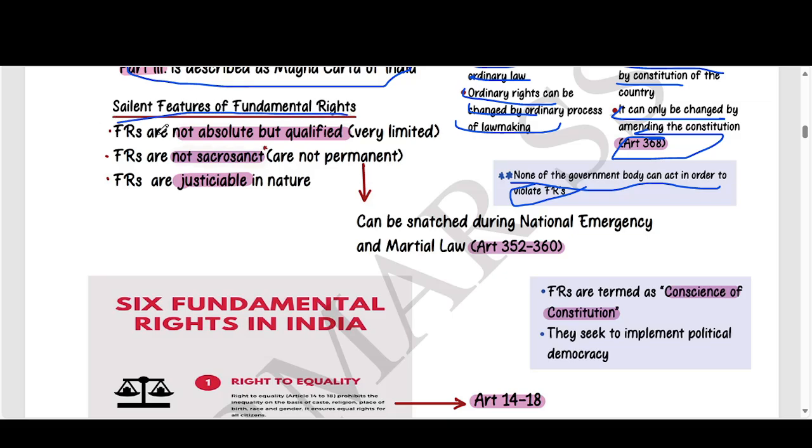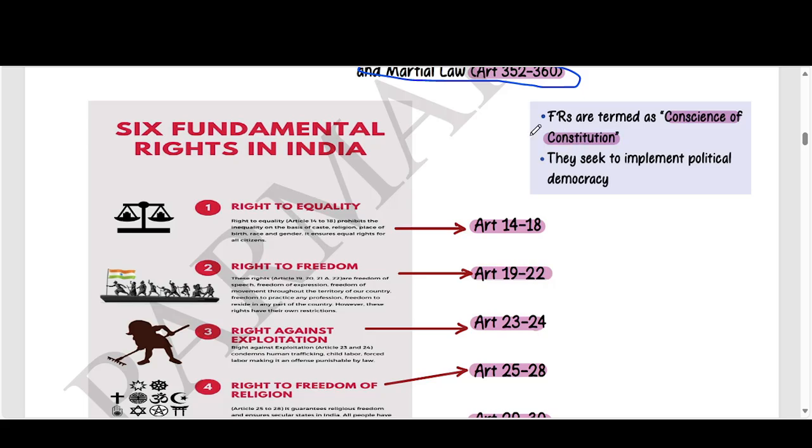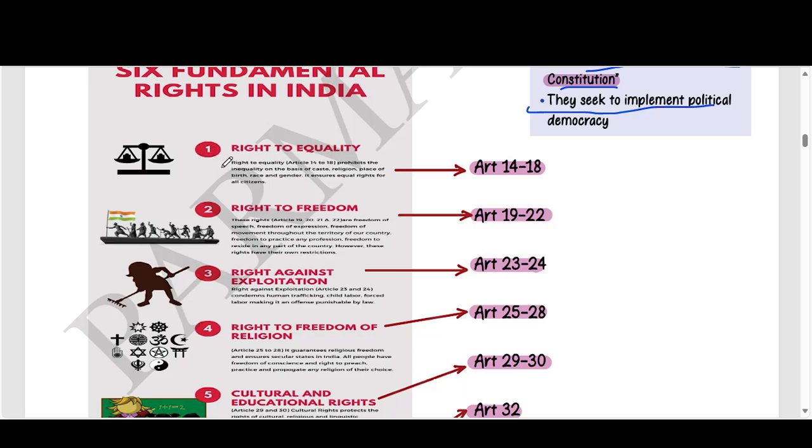Salient features of fundamental rights: they are not absolute but qualified, with reasonable restrictions. They are not sacrosanct or permanent; they can be suspended during a national emergency and martial law, Articles 352 and 360. Fundamental rights are justiciable in nature. They are termed the conscience of the Constitution and seek to implement political democracy. There are six fundamental rights in India.